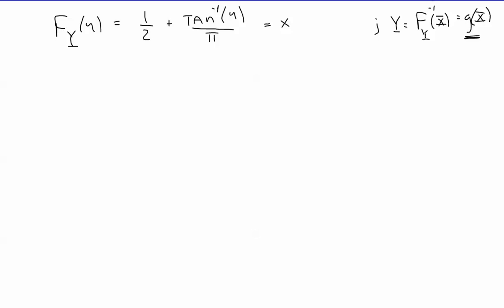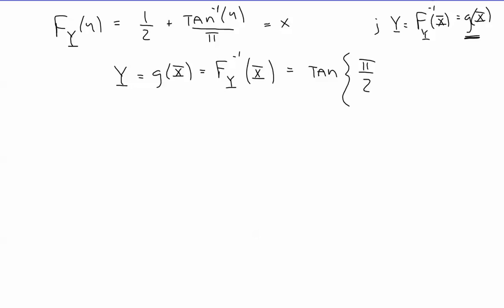All right. So y equals the transformation function that I desire, and that's going to be the inverse of that, and that's tangent of pi over 2 times 2x minus 1. Okay, that's our transformation function.